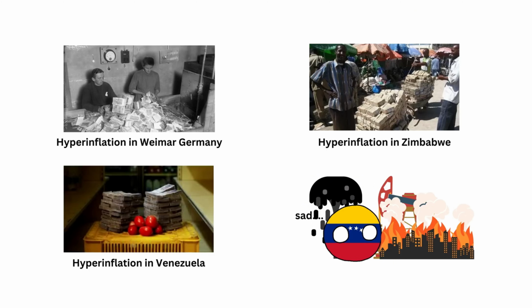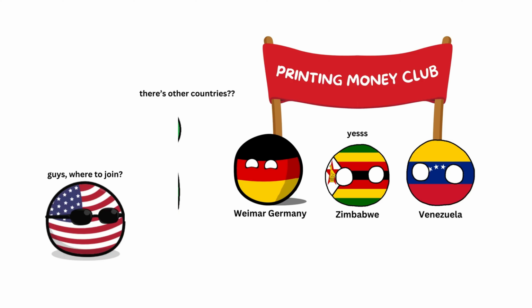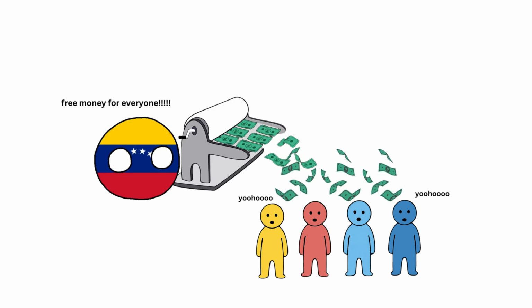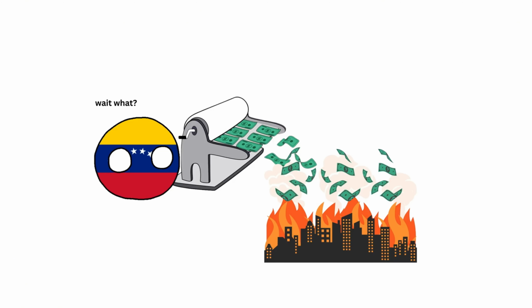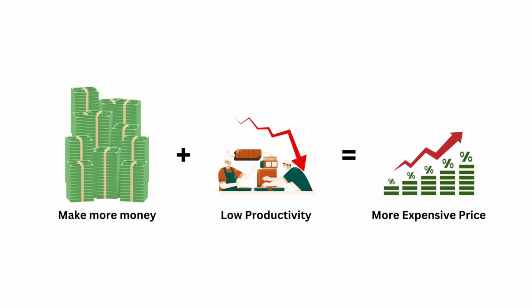resources like oil. Actually, it's not just these 3 countries that tried to solve their problems by printing more money and ended up with hyperinflation. Other countries like Hungary and Yugoslavia have also faced similar issues. From these stories, we can learn that printing more money might seem like an easy fix for poverty and economic problems, but it actually causes more harm than good. The key takeaway is that simply creating more money without increasing production just makes prices more expensive.